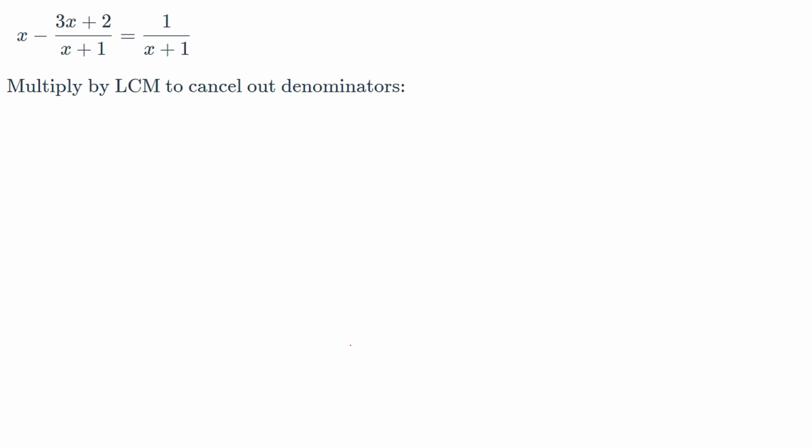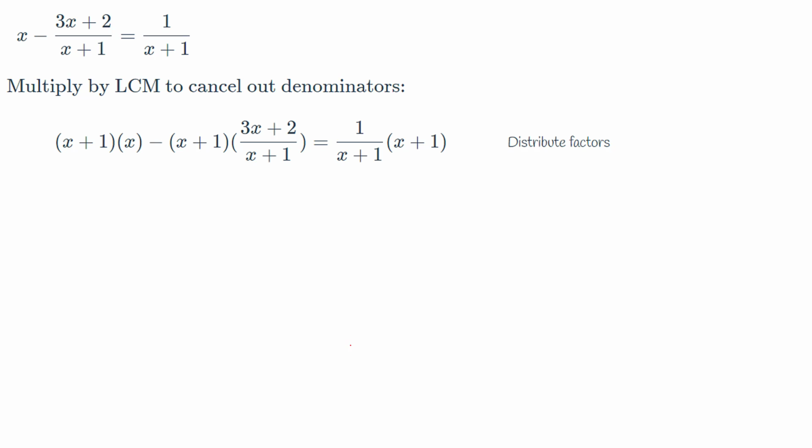So let's find the least common multiple to cancel the denominators, which as you can see should be x plus 1. And we're going to multiply it through. And when we do, on this first setup, we'll get x plus 1 times x. This x plus 1 on the second part here will cancel out, as well as, this says 1 over x plus 1 times x plus 1. These guys cancel out as well. So we should be left with x plus 1 times x minus, in parentheses, 3x plus 2, that equals 1.